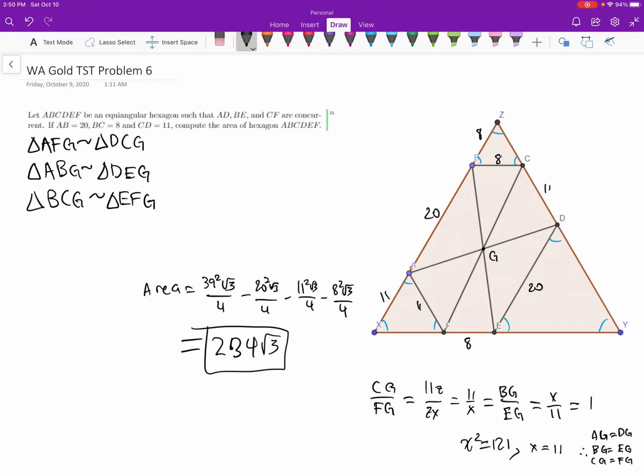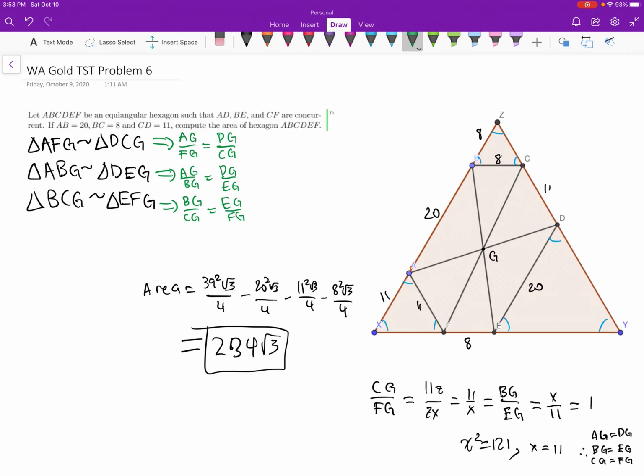And I did say I was going to present a bit cleaner of a solution. This solution can be found in the solution packet, but a bit cleaner of a solution is as follows. And so I'll write this new solution out in green. And what I'll do is I'll just write down some ratios that you'll see as apparent because of the similar triangles. So first we have AG over FG is equal to DG over CG, and AG over BG is equal to DG over EG, and lastly, BG over CG is equal to EG over FG.